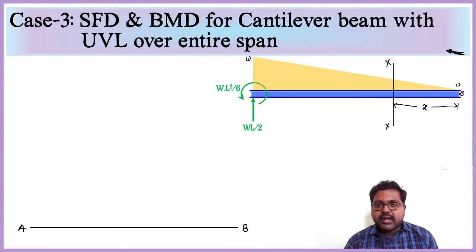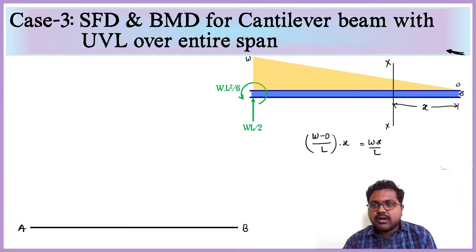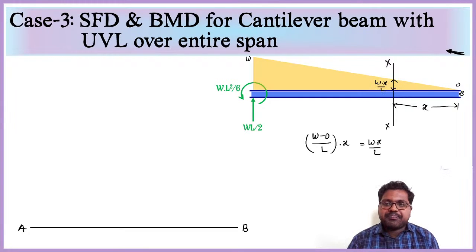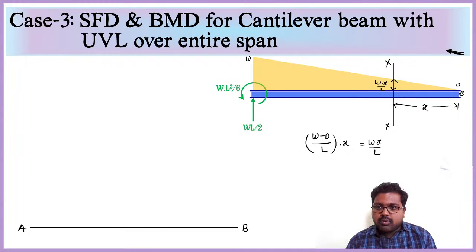So we can take interpolation from similar triangles. For length L, we are having W. For X length, what we will have? W minus 0 by L into X. So we will get it as Wx by L. This value here is the height. This height value is Wx by L.